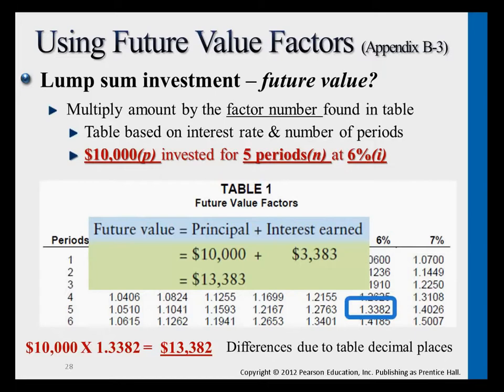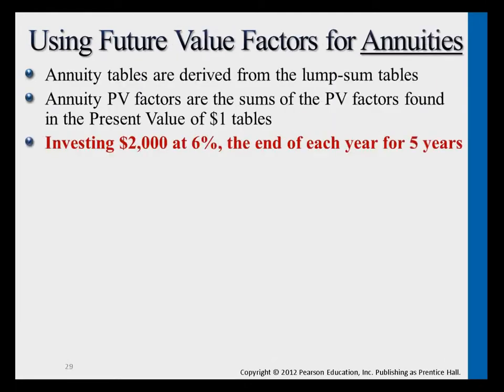Just like we said, we calculated this: 10,000 plus interest earned, that's your 13,383. You remember from the previous slide? The same calculation. But here we just use the table, and we derive the same number.